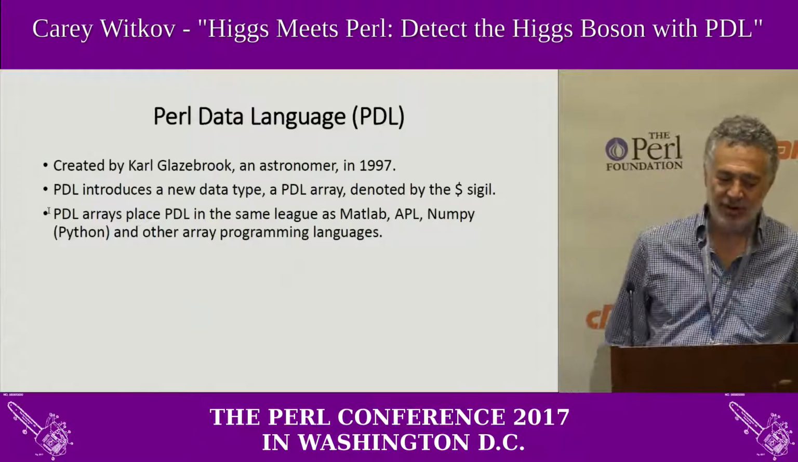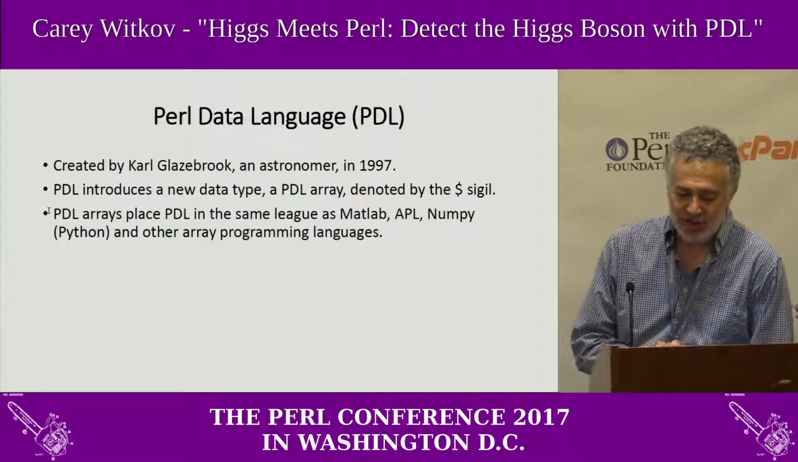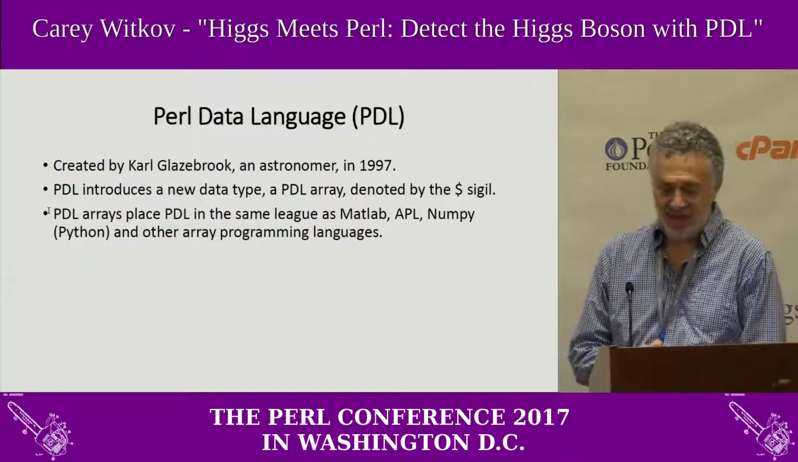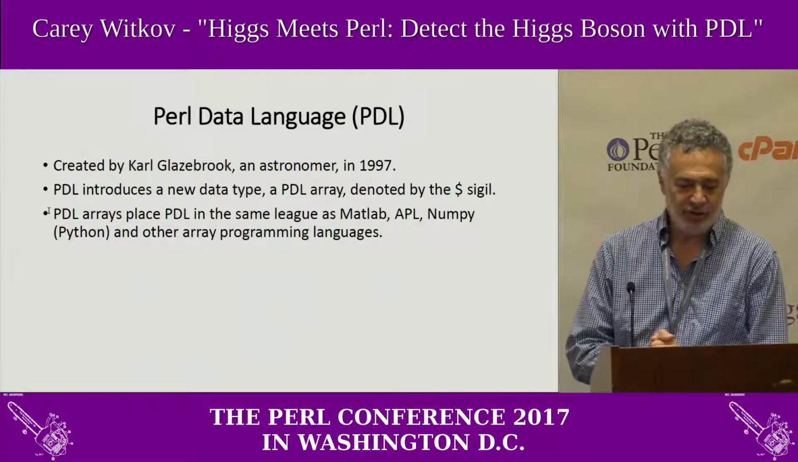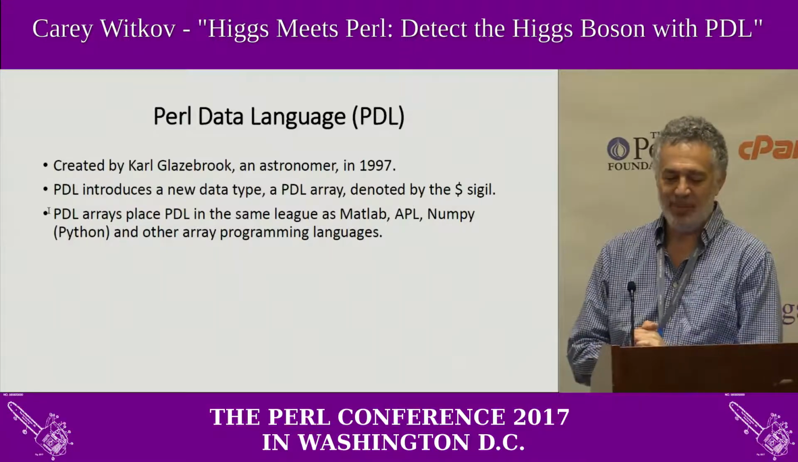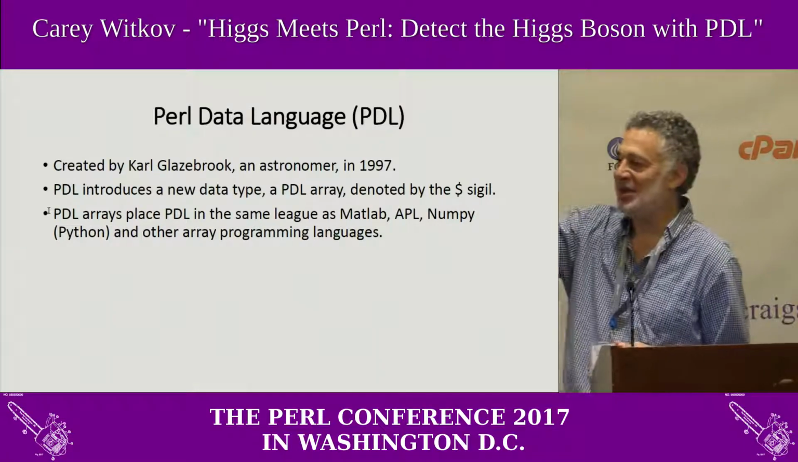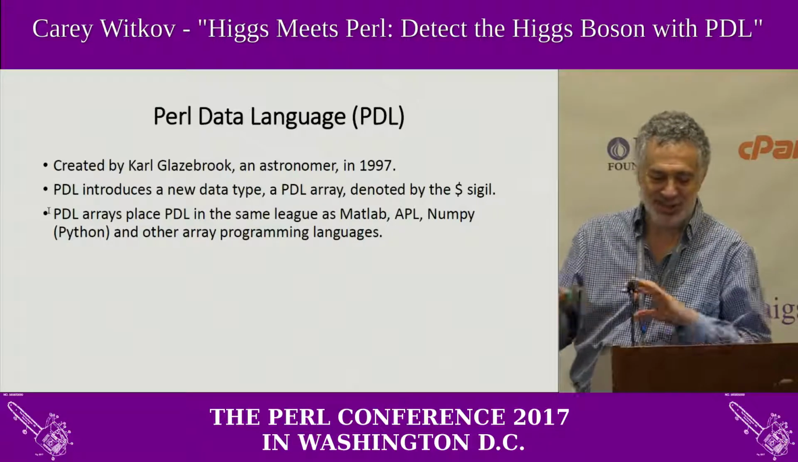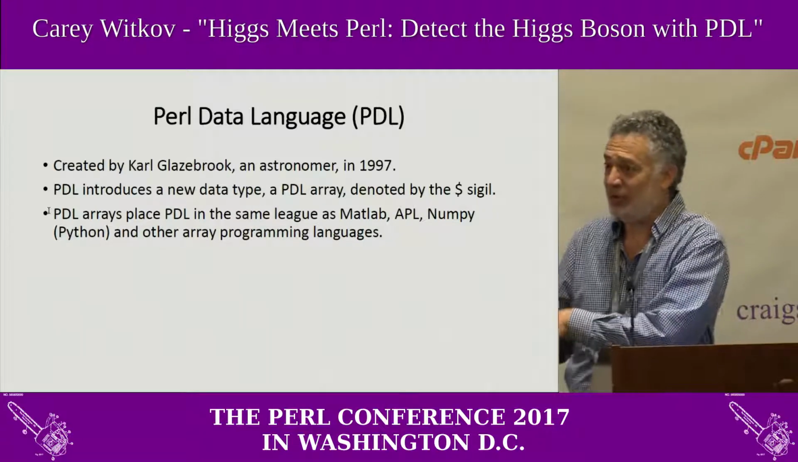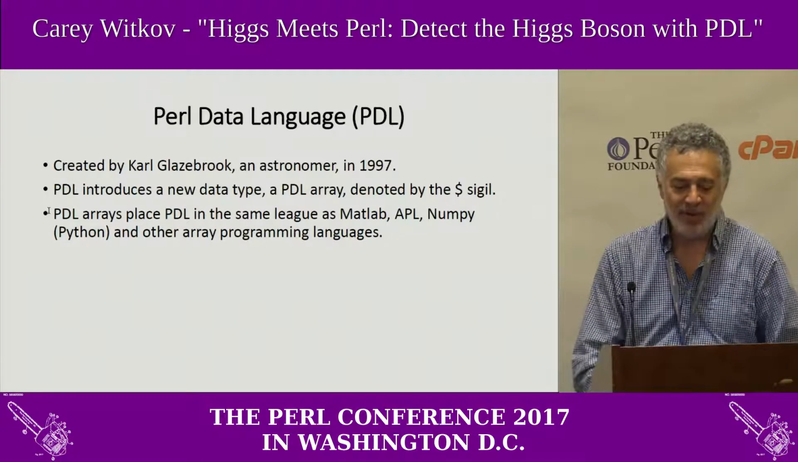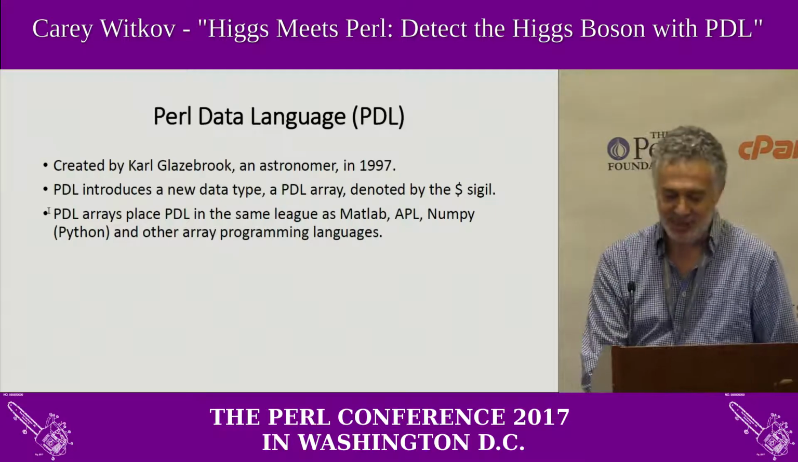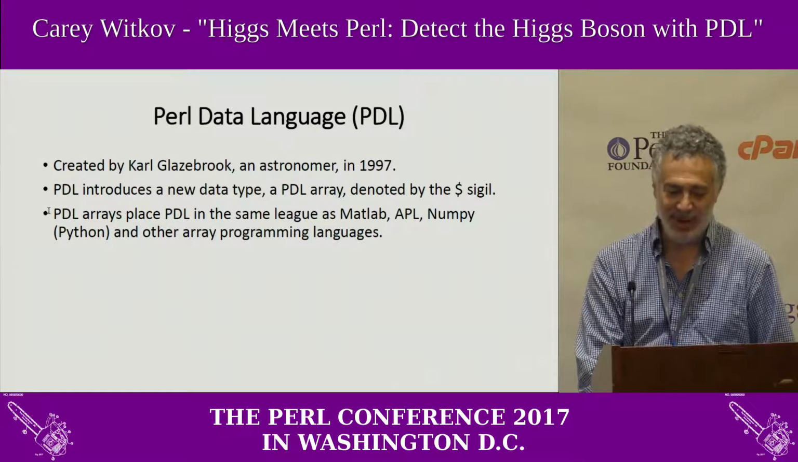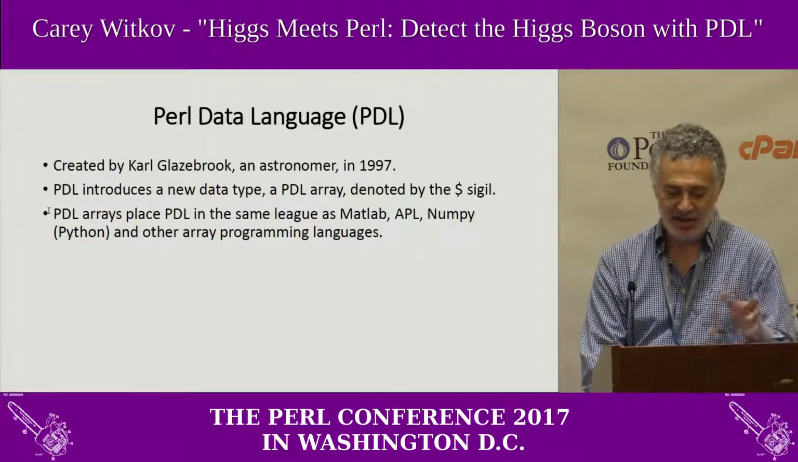Perl Data Language was created by Karl Glazebrook, an astronomer, in 1997. He introduced a new data type, a PDL array, denoted by the $ sigil to distinguish it from a Perl array. And PDL arrays place PDL in the same league as MATLAB, APL, NumPy and Python, and other array programming languages.